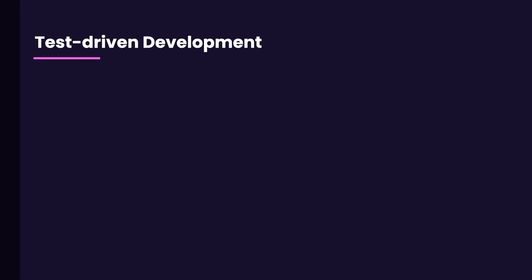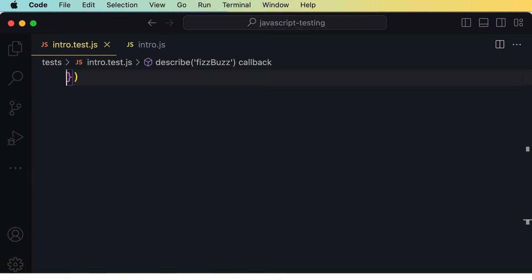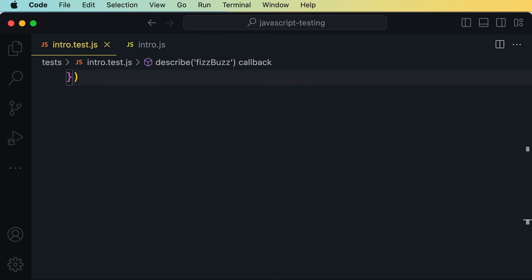TDD is a way of building software. It follows a simple, effective, three-step cycle. We start by writing a failing test, and then we write just enough code to make the test pass. Then, if necessary, we refactor our code while ensuring that all tests still pass, and then we repeat. Let's see this in action. So let's imagine we want to create a function for calculating the average of values in an array. So we start by writing a failing test.